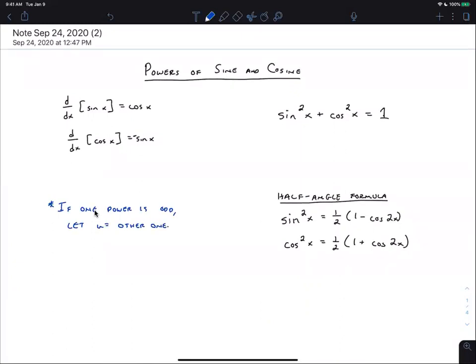And otherwise, if all powers are even, then use half angle formulas. Now that's if they're all positive integers.